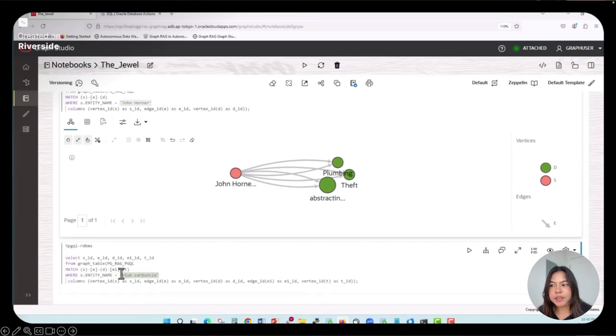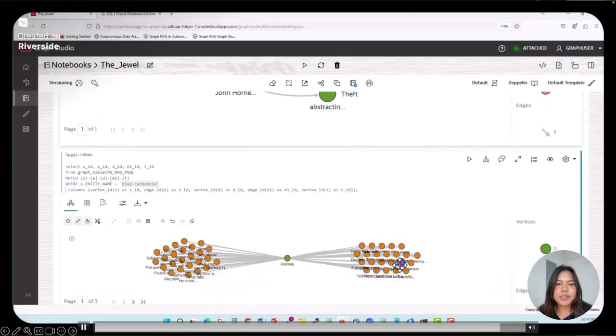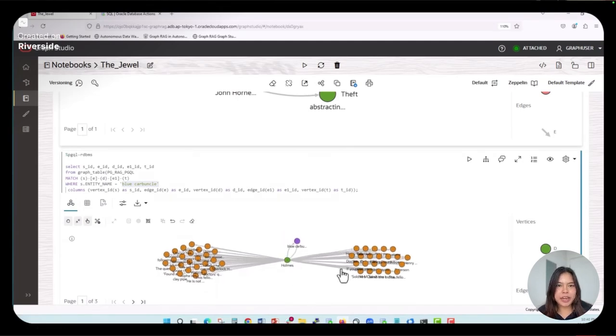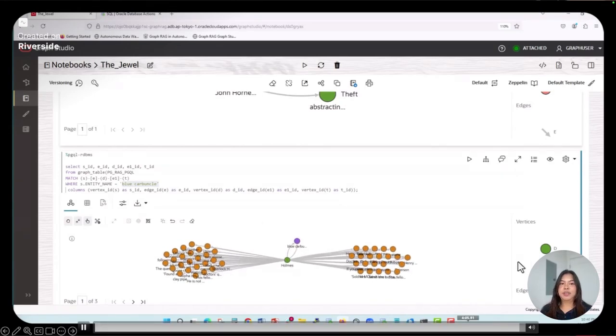And then after that, we can also take a look at the blue carbuncle, which is the jewel, right, that was stolen. And as you can see, it's connected to Sherlock Holmes. And of course, it has a lot of connections, right? Because it's the main character in our story. So we're able to deduce a lot just from visualizing our data as a graph, but we're also understanding which relationships we're feeding the LLM to answer the question correctly, right? And we get a lot of context and a lot of information just by using graphs with RAG.